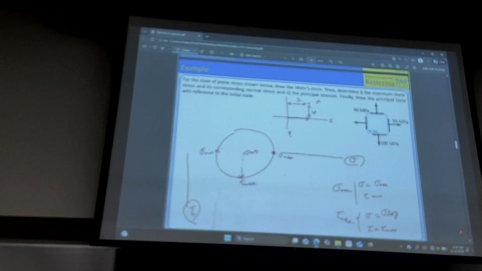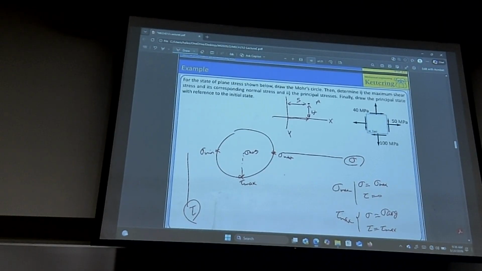Do the same thing for sigma min now. Sigma min is negative sigma min. What the value is? Just sigma min. If it's negative, it is negative sigma min. And the y coordinate? 0. All right.